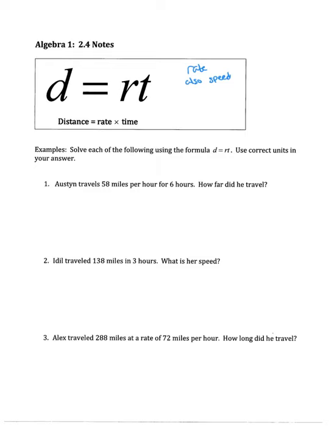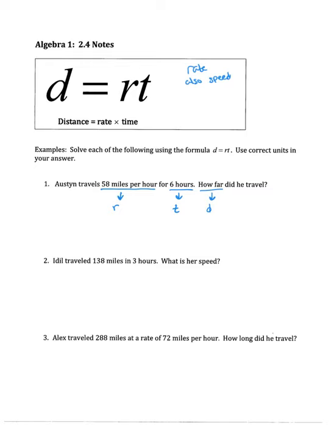Austin travels 58 miles per hour for 6 hours. How far did he travel? Underline the important information. 58 miles per hour. That would be our rate. That's the R in our equation above. 6 hours. That is our time in the equation above. How far? That is the distance, and we don't know the distance, so we are going to find the distance.